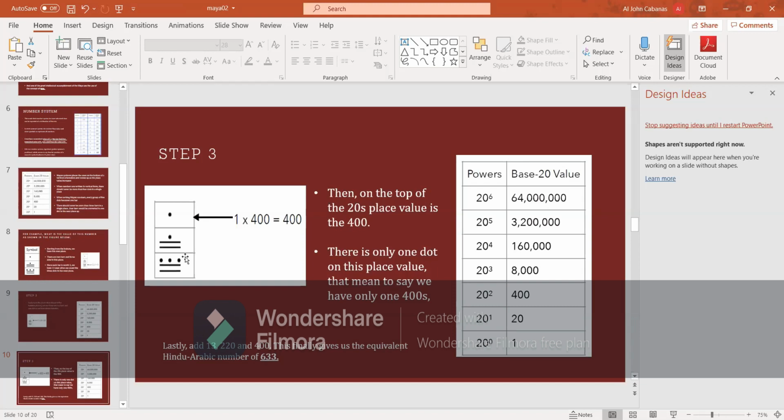Ngayon, ito na yung values natin. So una, 13, and then 220, and then 400. So i-add lang natin to. This finally gives us the equivalent Indo-Arabic number of 633. Okay? So ang final answer ay 633. Kuha. Yeah, kuha syempre.